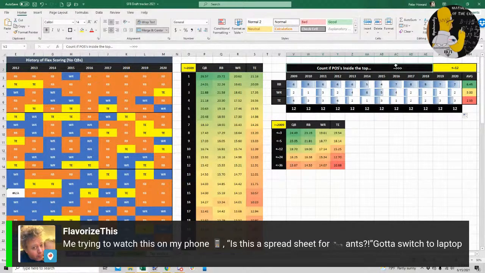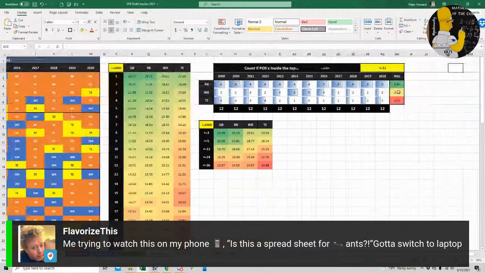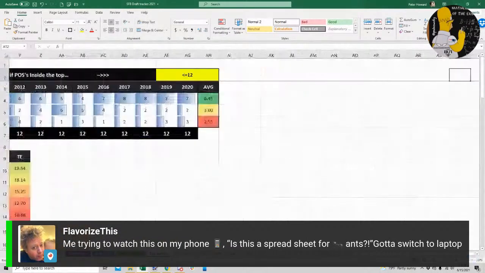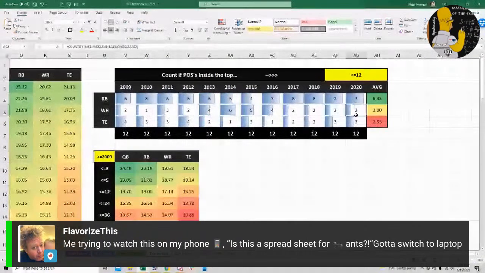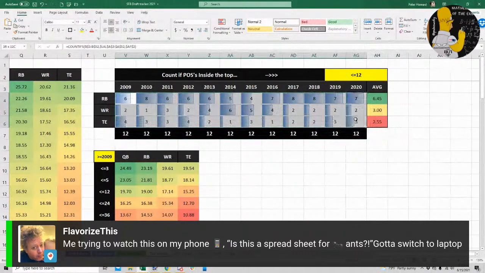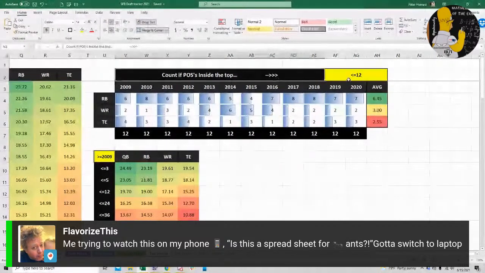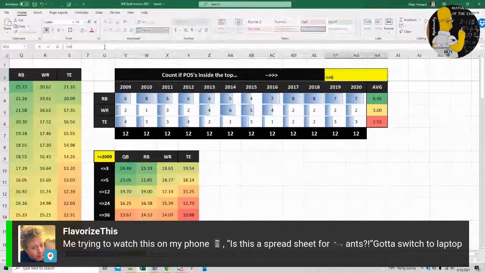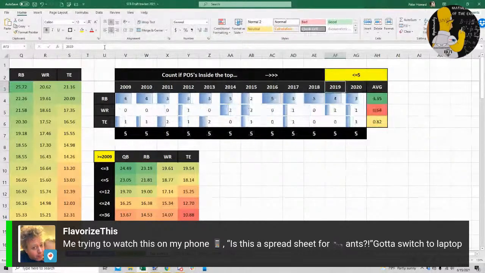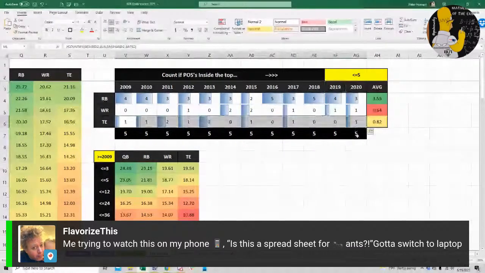Count if position inside the top 12. Oh, how many players inside the top 12 going back to whenever? 7 running backs, 2 wide receivers, 3 tight ends. Wow, yeah, tight ends very viable in the first round of Scott Fishbowl scoring. Barely viable. I mean, it's as viable as wide receiver. It's more viable than wide receiver, really, if it's Travis Kelce.